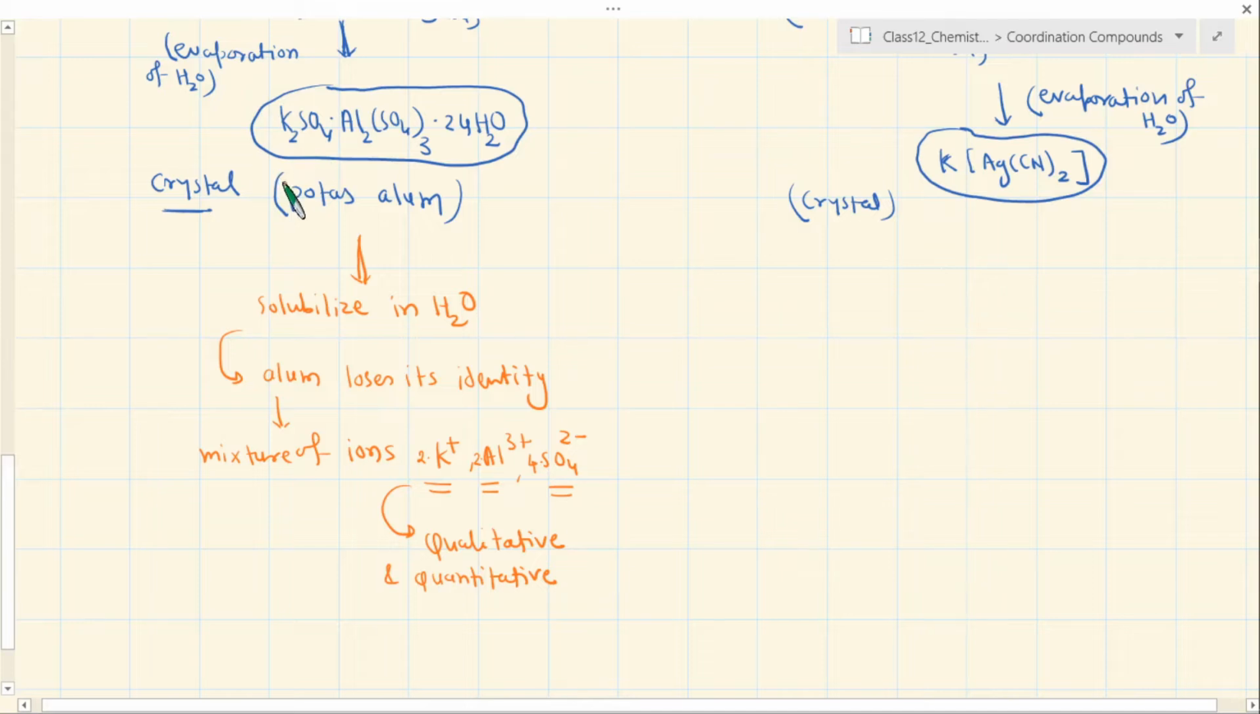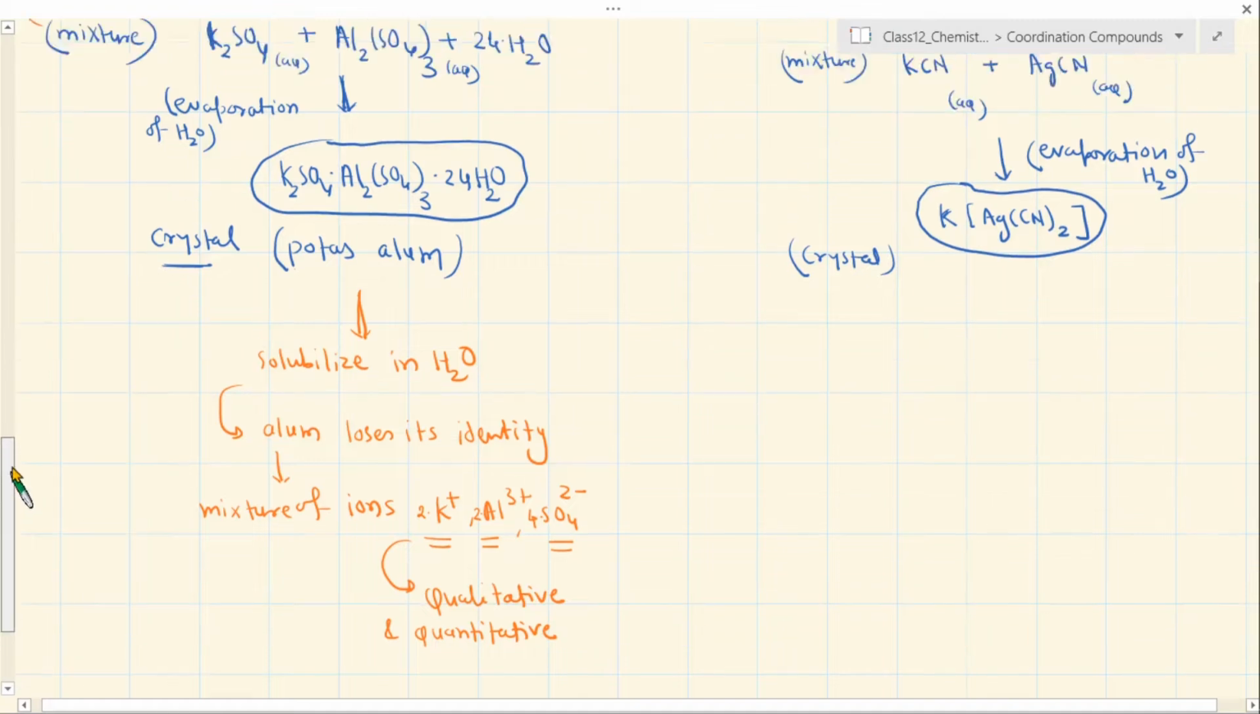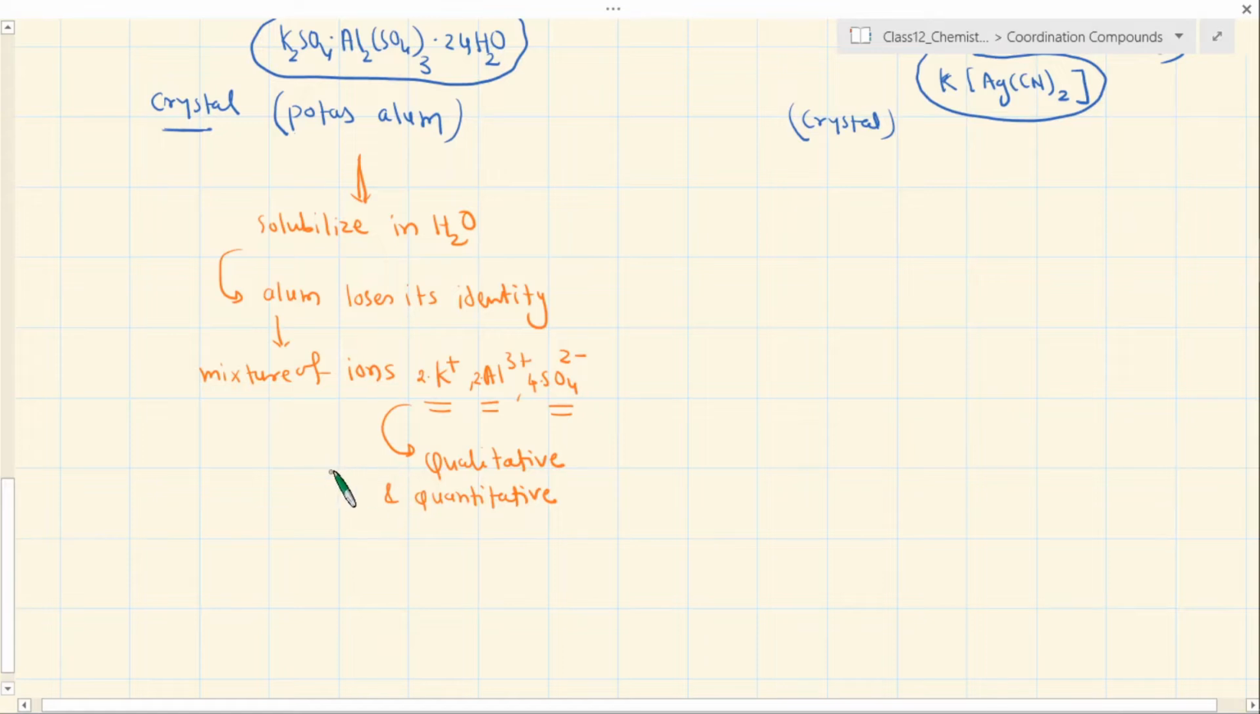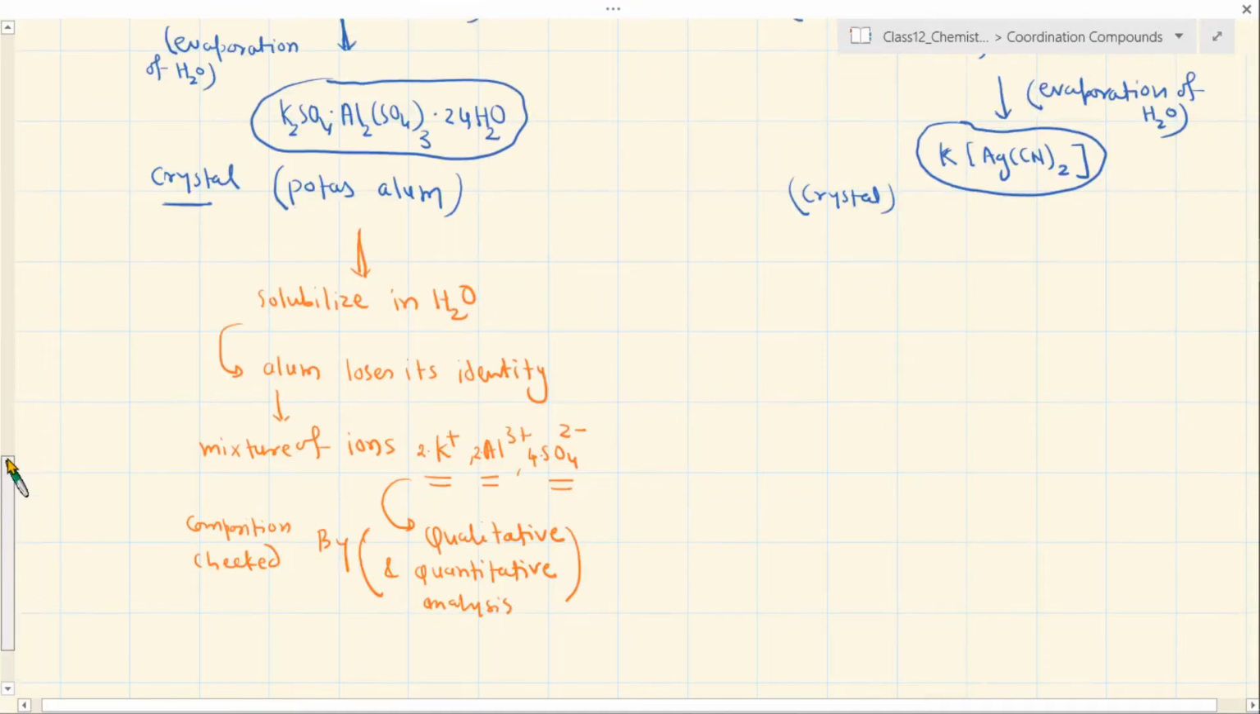So nothing is lost here. Please see, you get everything in the same solution, in the mixture again, and it is the same composition as what you started with. So as if when you prepare the solution again, there is no specific identity of this alum. Okay, that's what I am trying to convey to you. And you can establish this by both quantitative and qualitative analysis. This can be checked. The composition can be checked by quantitative and qualitative analysis. Let's do the same thing here.